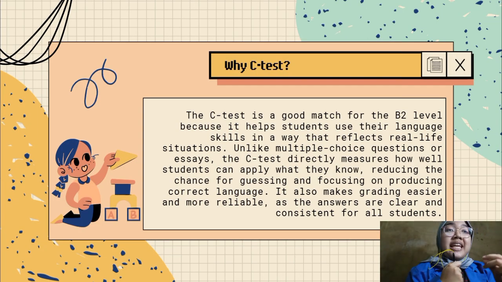Why am I using the C-test? So the C-test is a good match for the intermediate level B1 and B2 because it helps students use their language skills in a way that reflects real-life situations. Unlike multiple choice questions or essays, the C-test directly measures how well students can apply what they know, reducing the chance for guessing and focusing on producing correct language. It also makes grading easier and more reliable as the answers are clear and consistent for all students.